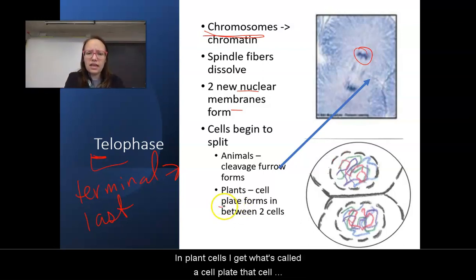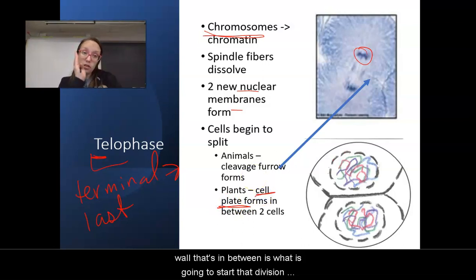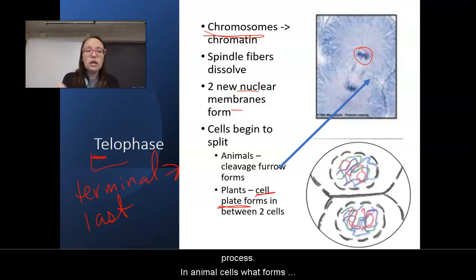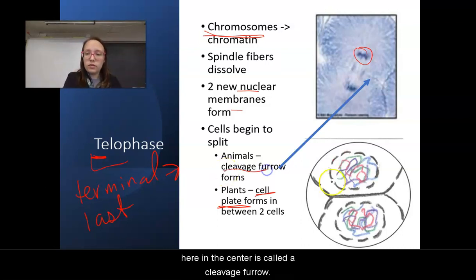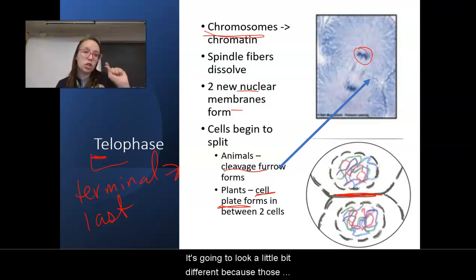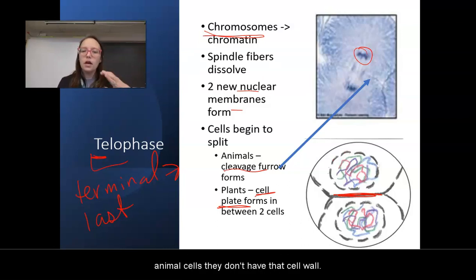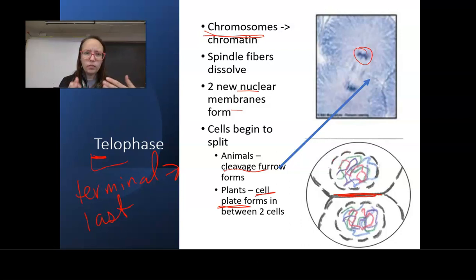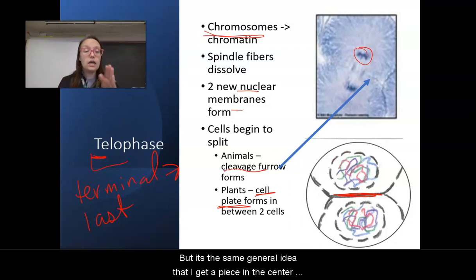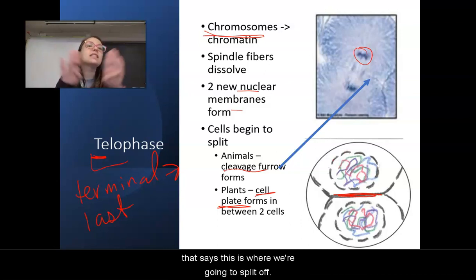In plant cells, I get what's called a cell plate. That cell wall that's in between is what is going to start that division process. In animal cells, what forms here in the center is called a cleavage furrow. It's going to look a little bit different because those animal cells don't have that cell wall, whereas plants do. But it's the same general idea that I get a piece in the center that says, this is where we're going to split off.